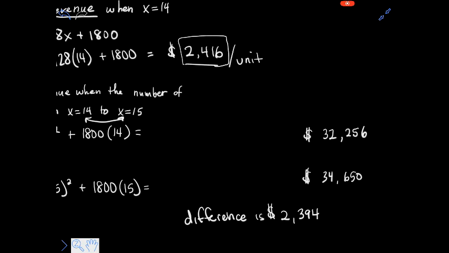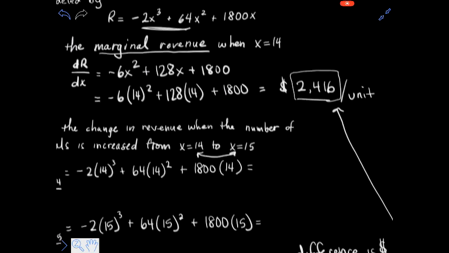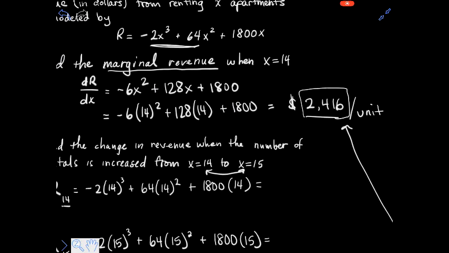So that's the actual change in revenue. If the company increases from 14 rentals to 15 rentals, we can compare that to the marginal revenue, which was $2,416, which estimated the change in revenue at 14 units for a 1 unit increase, and they're pretty darn close. So that's one reason marginal analysis can be so helpful, is rather than having to calculate actual revenues at different price points, they can estimate changes in revenues and profits and costs at a single price point using marginals.